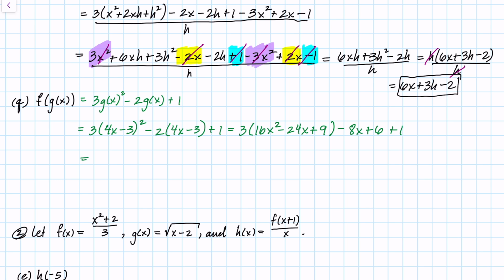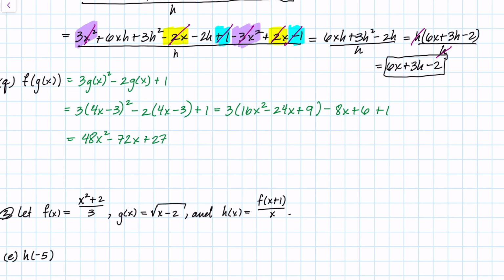So now I can distribute here and over here and over here. And 3 times 16 is going to be 48x squared. 3 times 24 is going to be 72x. And 3 times 9 is going to be 27.